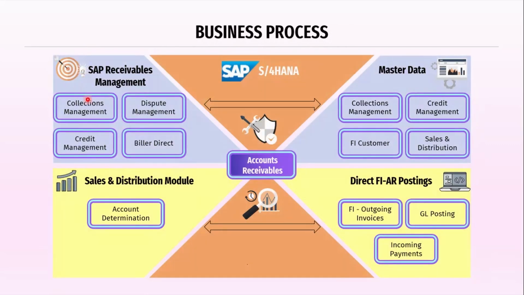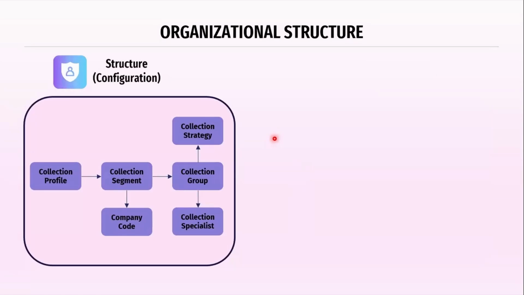So I was talking about the collections management module here. Let's talk about the org structure of collections management. The org structure is defined in the mentioned way. The first thing we have is the collection profile. Then we have the collection segment that we need to define. The company code will be assigned at the collection segment level. Then we have the collection group and collection specialist as well. Your collection specialist will be linked to your collection group, your group will be linked to your segment, and your company code will be linked to your segment as well. Then your segment will be assigned to your collection profile.